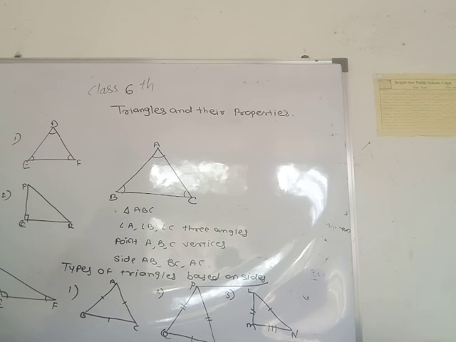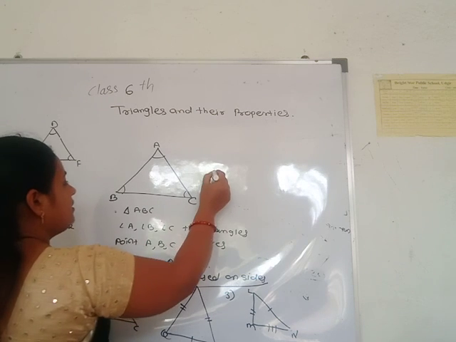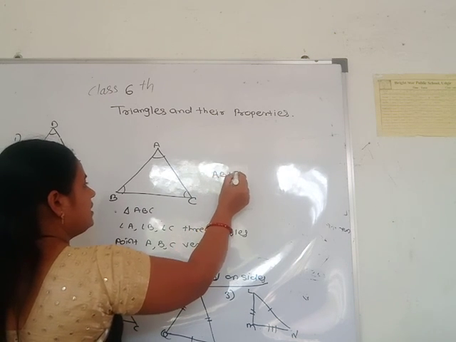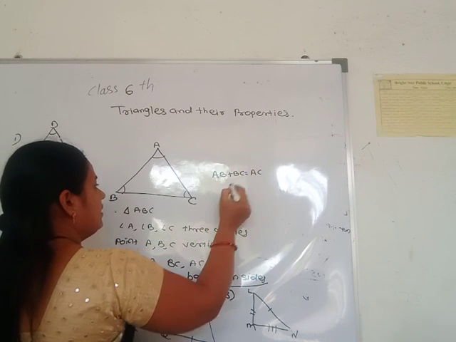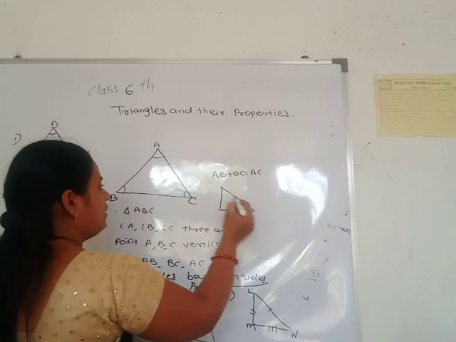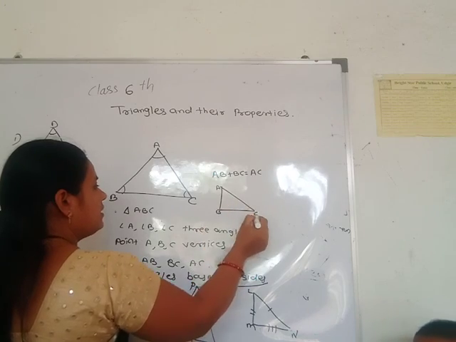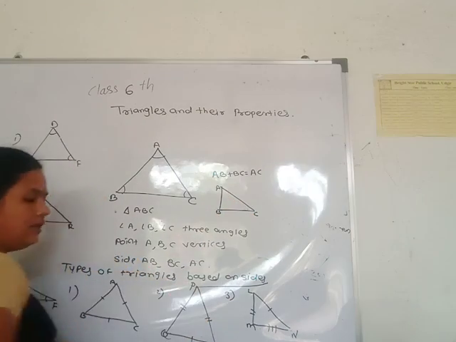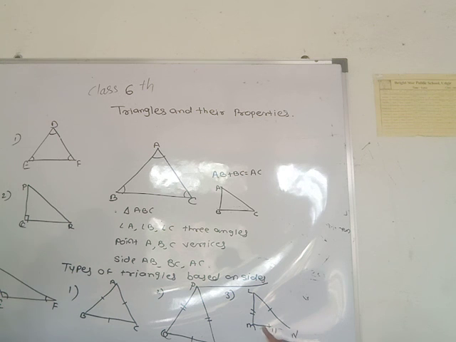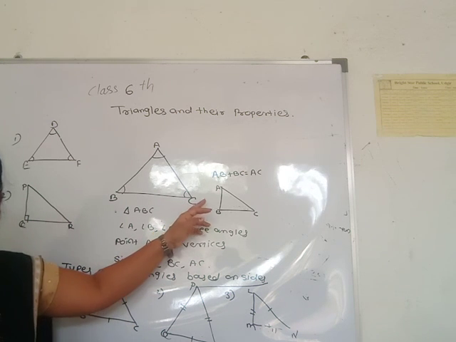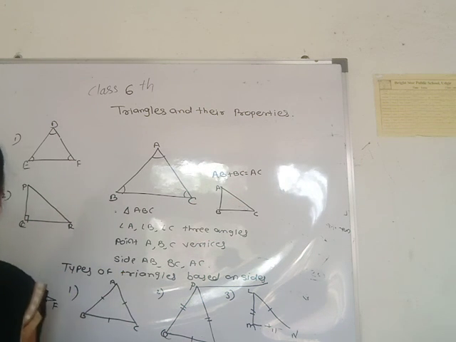Then another property of a triangle: the sum of the lengths of any two sides of a triangle is always greater than the length of the third side. Means the sum of the lengths of two sides, AB plus BC, is greater than AC. The sum of the lengths of any two sides of a triangle is always greater than the length of the third side.